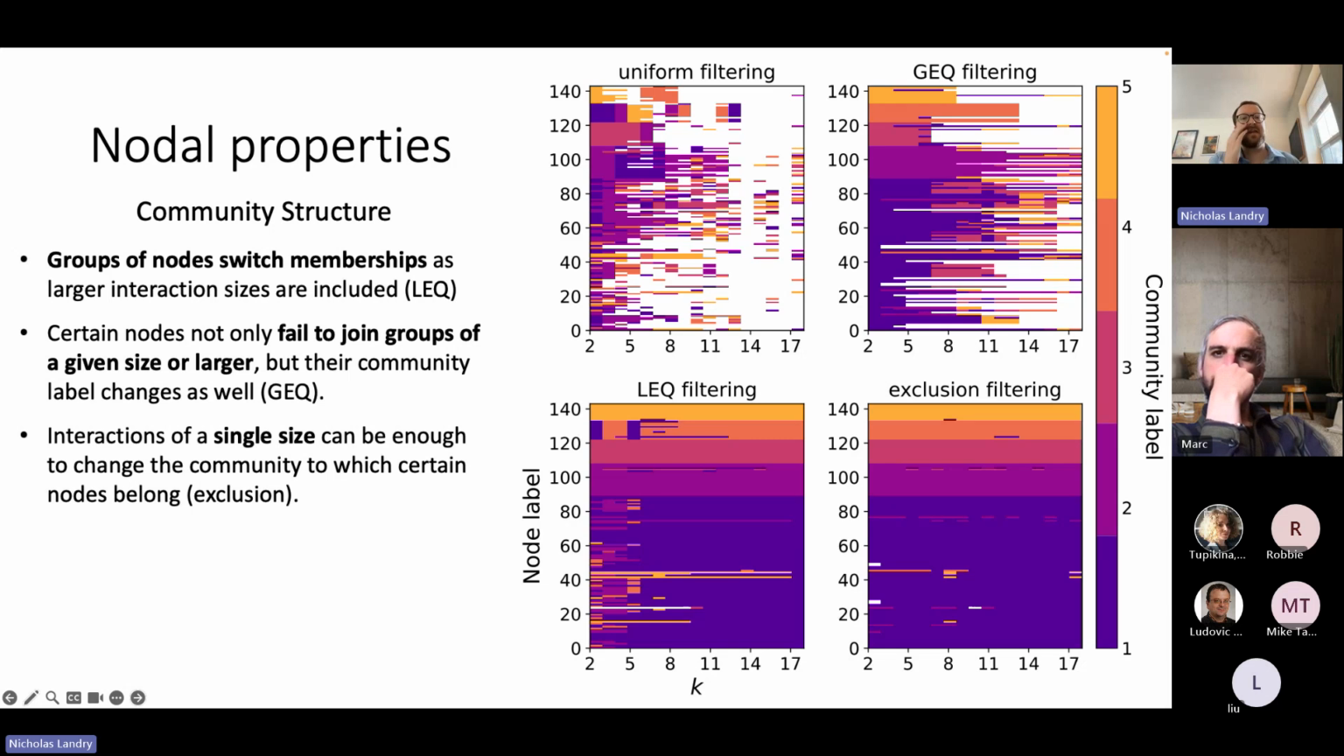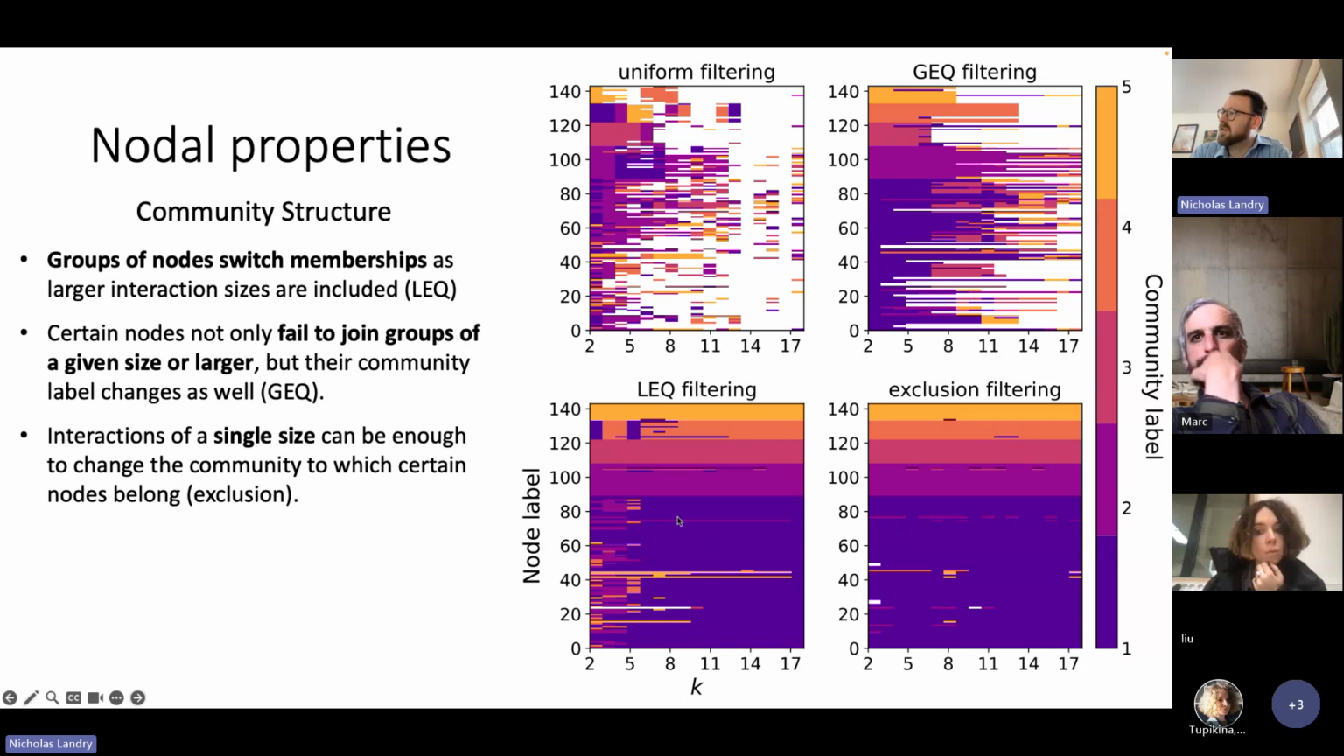And so I want you to take away three different insights from this data set. So first, when I look at the bottom left here, as I include larger and larger interaction sizes, it seems like groups of nodes can switch their memberships, excuse me. See, for instance, these purple nodes here, some nodes in this region, and some nodes over here.